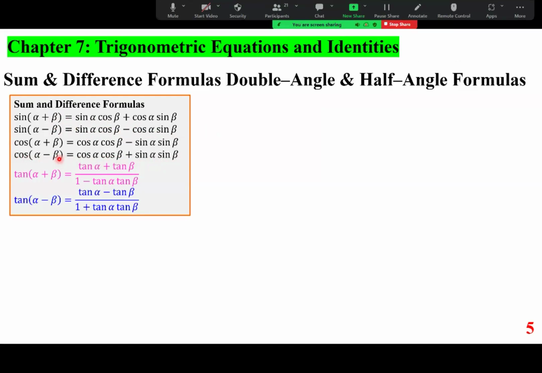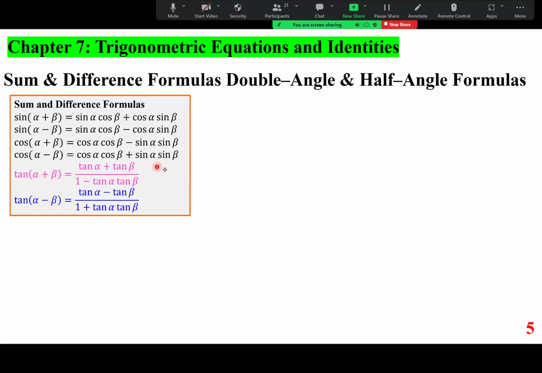And if you replace the beta with minus beta, it creates this formula: cosine of alpha plus beta is cosine alpha cosine beta minus sine alpha sine beta. And tangent, we prove that using sine over cosine. So it becomes tan of alpha plus beta is tan of alpha plus tan of beta over 1 minus tan alpha tan beta. How did we prove tan of alpha minus beta? In this formula, we replace the beta with minus beta. So plus minus beta, and we change that.